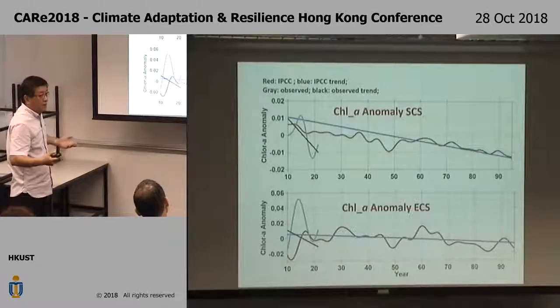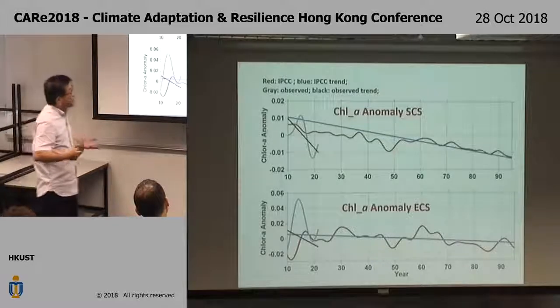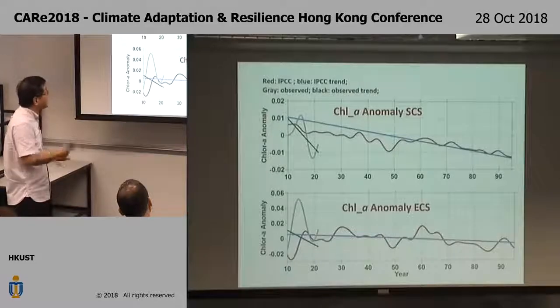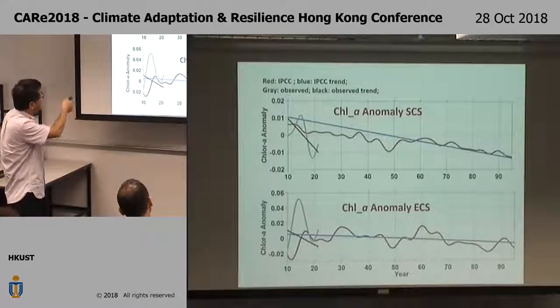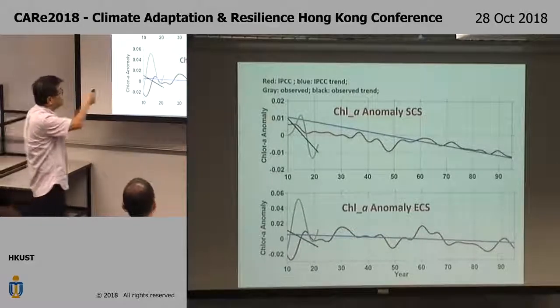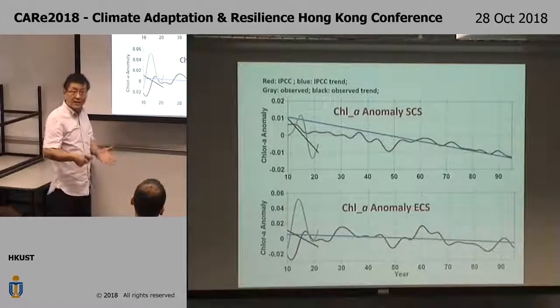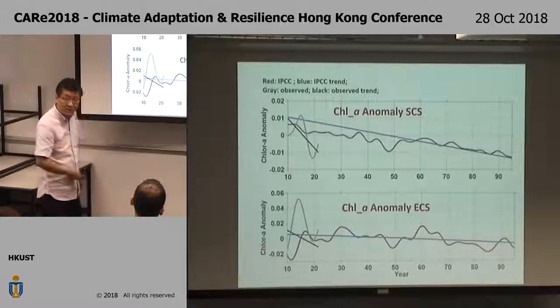Well, I said that the chlorophyll, the productivity, is decreasing in the South China Sea. And then this is my model prediction, and this is all the chlorophyll data we can get. It is actually decreasing. So there's a sign that the evidence is showing that it is actually decreasing.